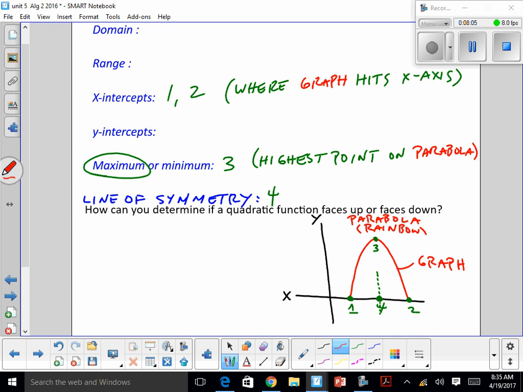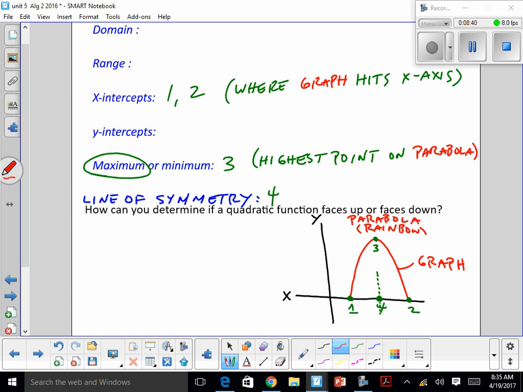Number 4. Again, 1, 2, 3, 4. The line of symmetry. What might we say for that one? That is the trickiest one. As a matter of fact, when I was trying to think last night what order I want to put them in, 1, 2, 3, 4. Do the 1, 2. They can see the 1, 2. That's no big deal. 3, anybody can see that's the top of the parabola. This line of symmetry thing, we're not used to using that term. The line of symmetry is a line that cuts the parabola in half.